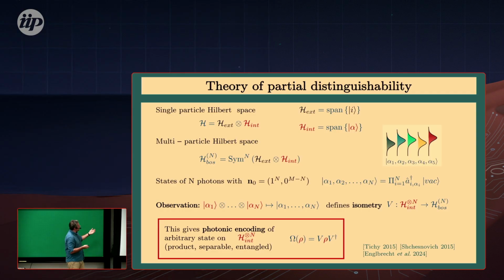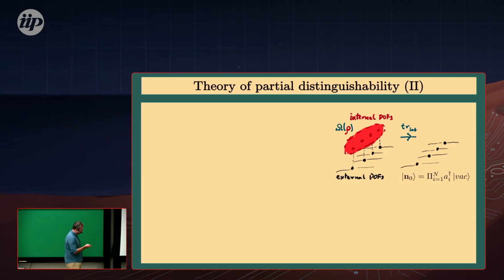And most other approaches, maybe with the exception of this last work by Engelbrecht, focus on very specific scenarios where those states rho are maybe just product states, for example. Okay, it's not so bad with time, good.